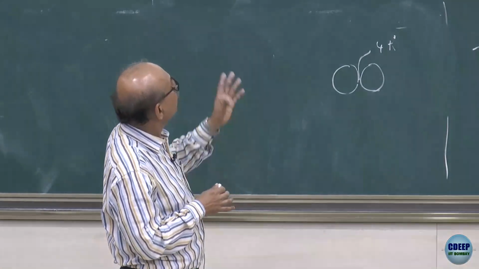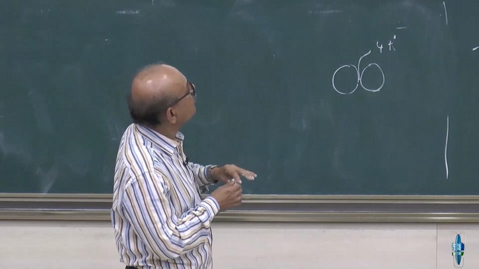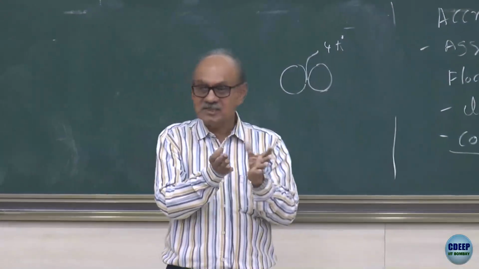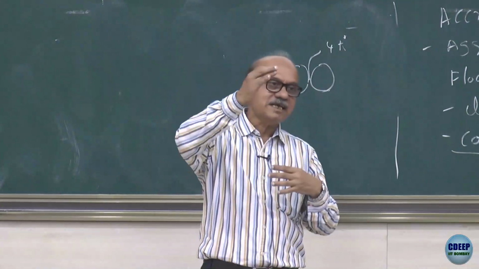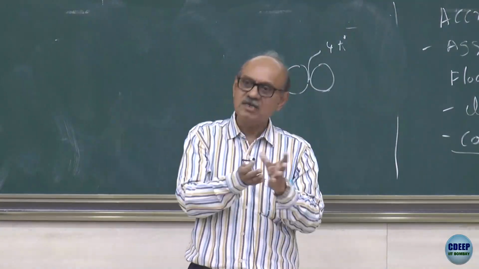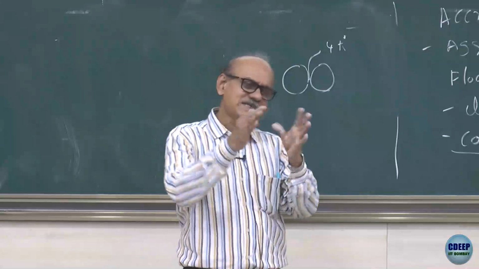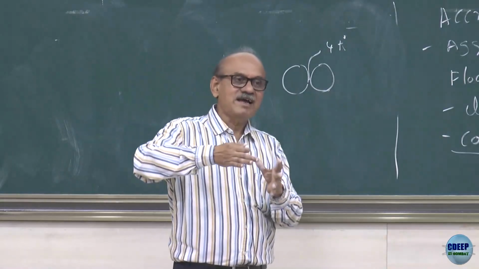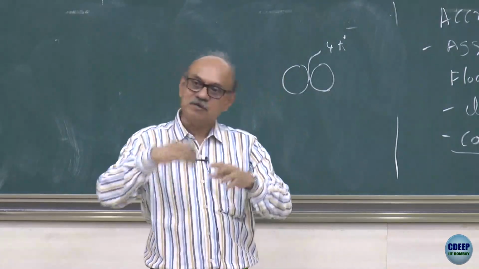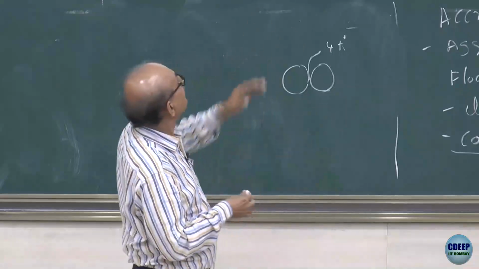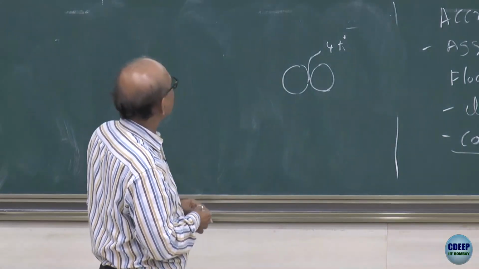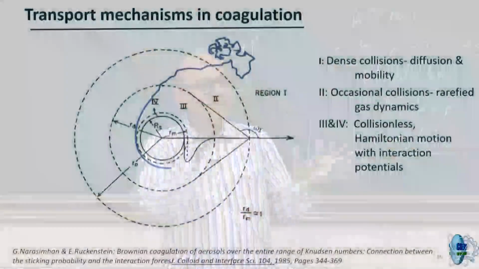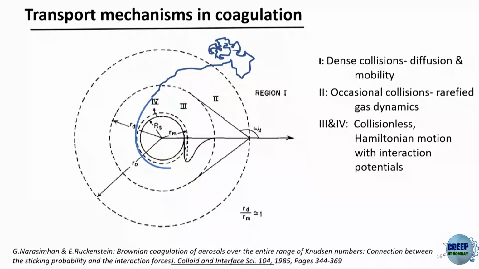Now, regions 3 and 4 are the ones where you have collisionless Hamiltonian, completely collisionless motion, where conserved energy transport takes place. All the energy it has gained because of attraction and all that is conserved. When I say Hamiltonian, I mean energy conserving motion, until it falls to region 4, where you have the dispersion forces and then surface forces, they act together to completely bind it. So, this classification was given by Narasimhan and Ruckenstein, for understanding the various stages involved in coagulation.